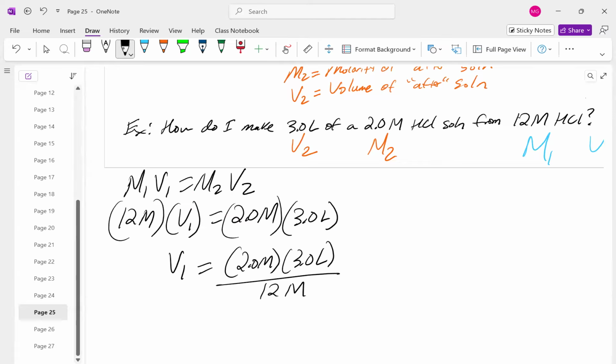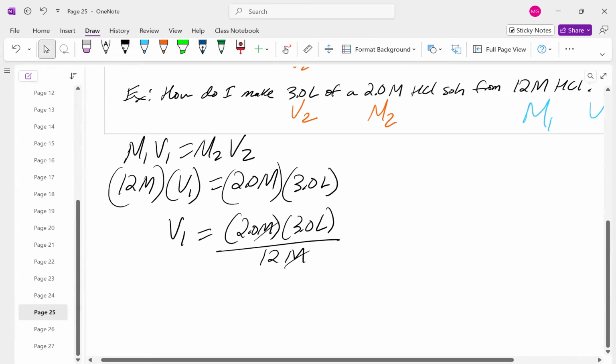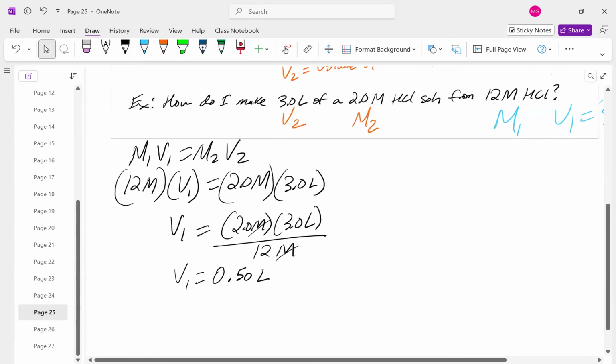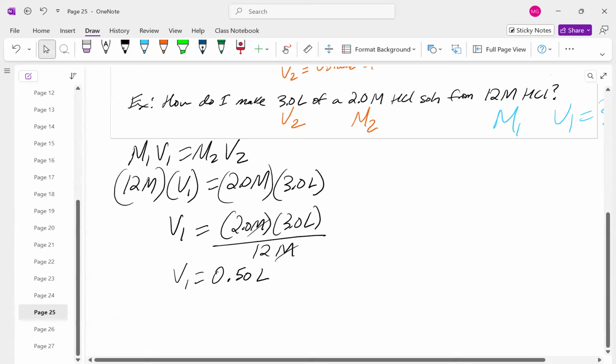And again, units are important because notice here my Ms cancel out and I'm just left with liters. So put that into my calculator, keep track of sig figs. The answer comes out to 0.50 liters. Now, notice the question here was asking, how do I make this solution?